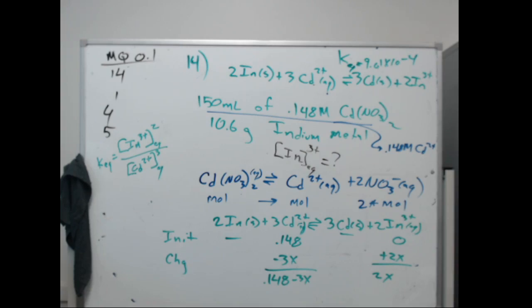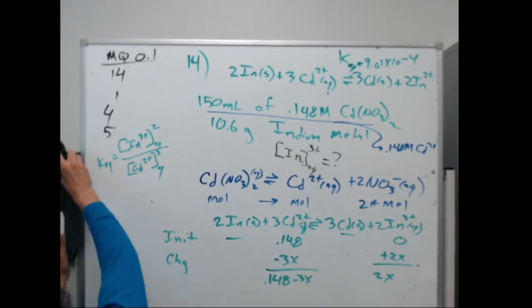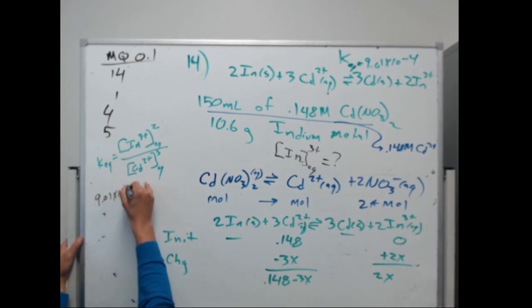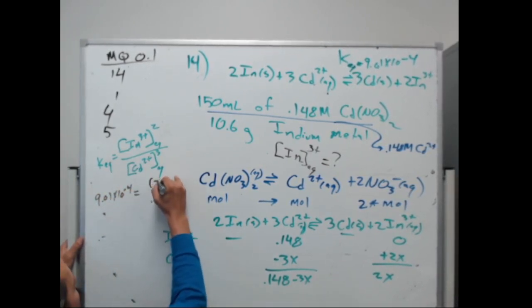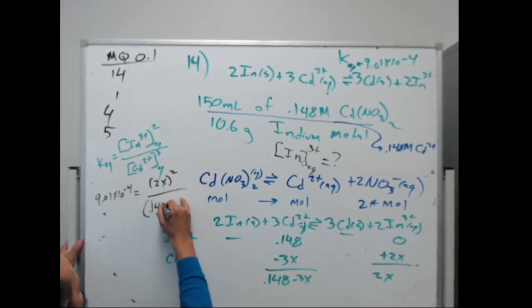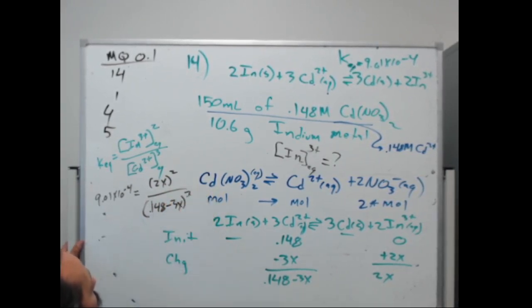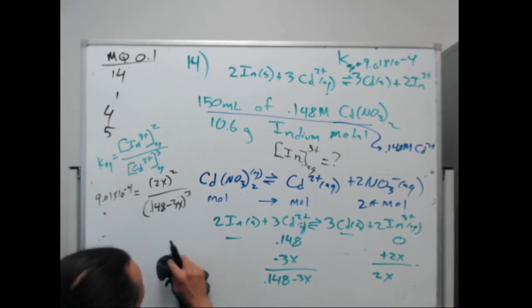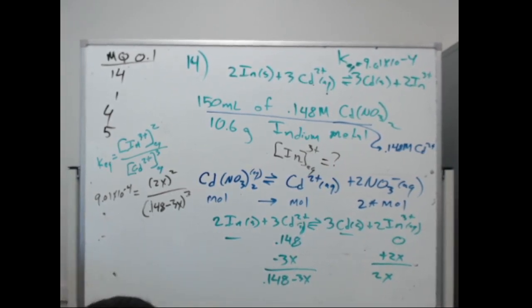When we get to this point, we're putting the K equilibrium, 9.01 times 10 to the negative fourth, equal to the concentrations. So I can start plugging these numbers in. 9.01 times 10 to the minus 4 is equal to 2x squared on top and 0.148 minus 3x cubed on bottom. And looking at this equation, I'm like, oh, it's a cubic equation. I don't like cubic equations. So I'm going to go ahead and use the x is small approximation, hoping it's okay.